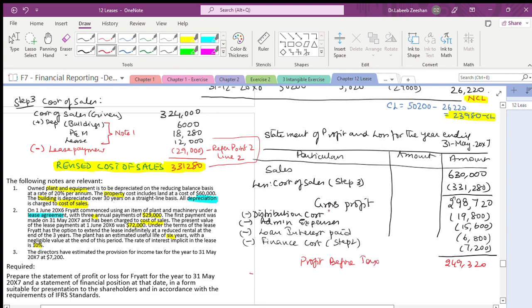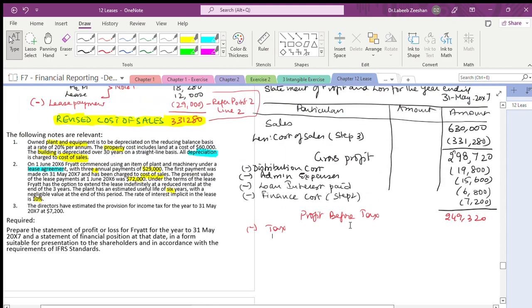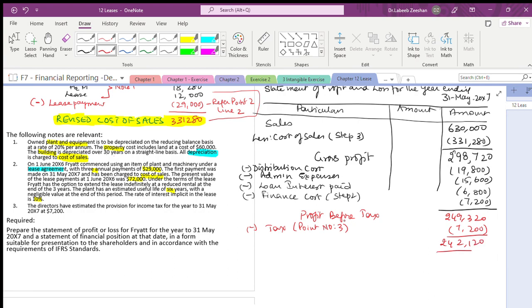They have mentioned tax also, in point number 3. How much is the tax? 7,200. Minus 7,200, it comes to 242,120. This is nothing but profit for the year.